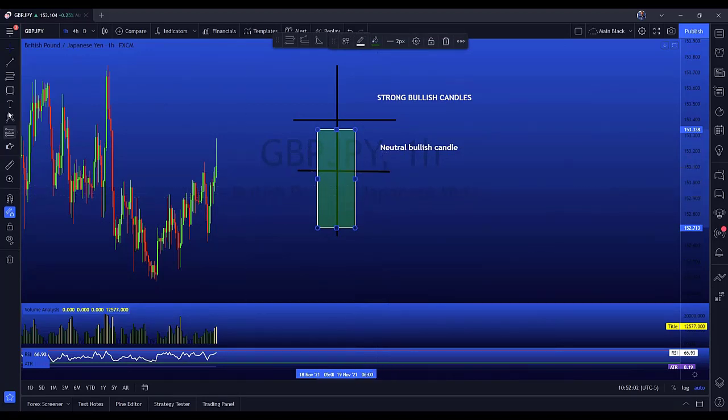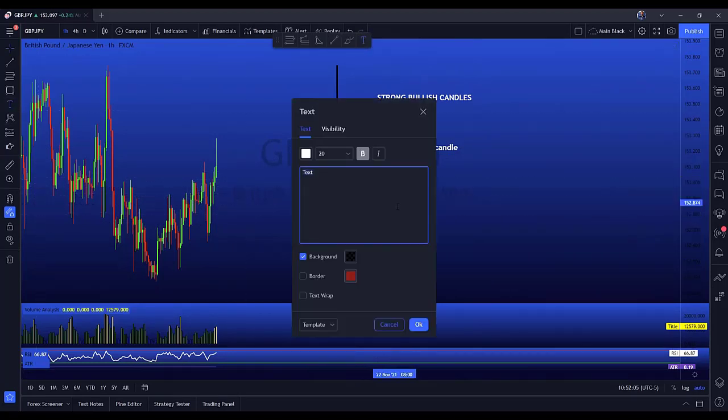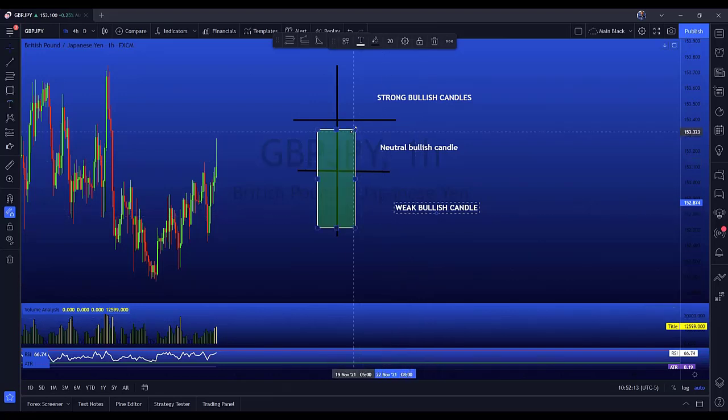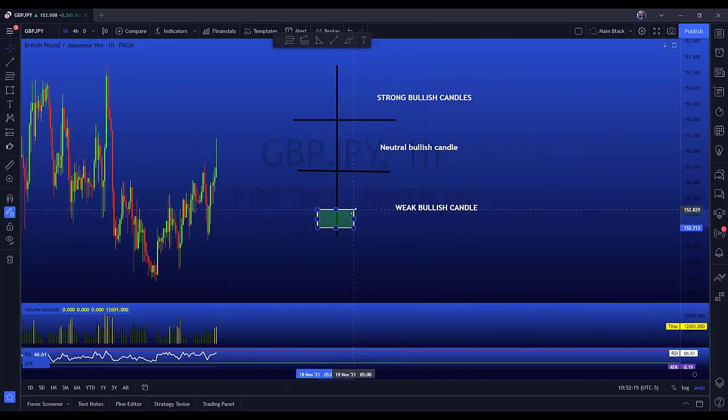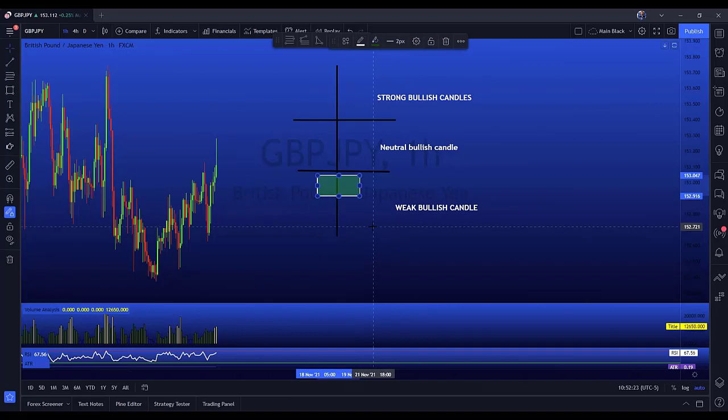And of course, at the bottom is going to be what? We have strong, we have neutral, weak bullish candle. So if price action closes in the lower third, weak. So a strong bullish candle will give us a good sign that, hey, bullish strength is likely to continue.